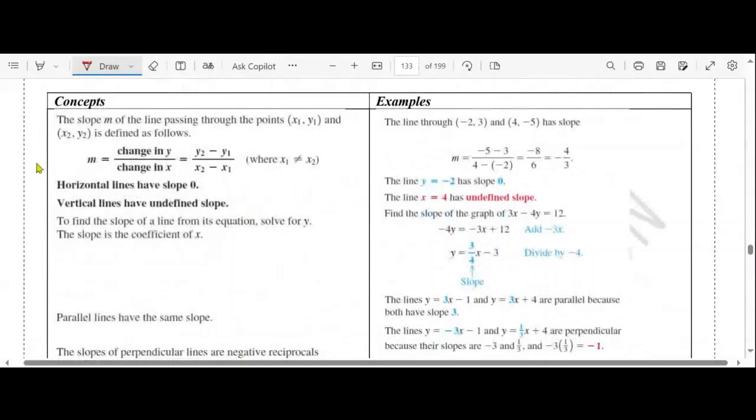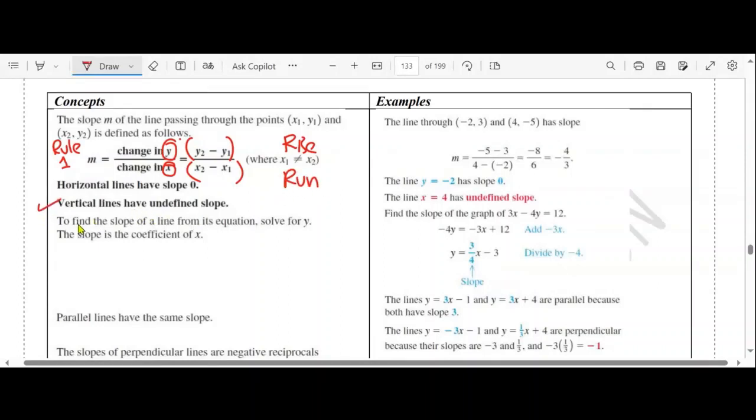Now let's take a look at the first rule. That's the rule number 1. M equals the change in y over the change in x. Always y on the top and always x on the bottom to get the slope. So do we have a formula? Another formula? Yes. y2 minus y1 over x2 minus x1. Sometimes you call it rise over run.